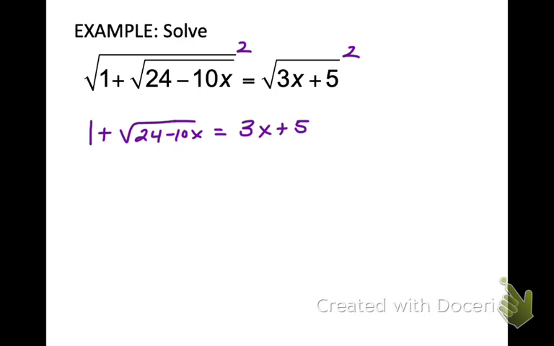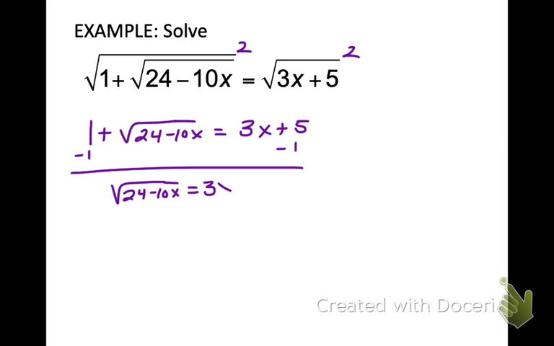So then what would you do? Move that 1 over by subtracting it. So now I have the square root of 24 minus 10x equals 3x plus 4. Can you take it from there? Go ahead.